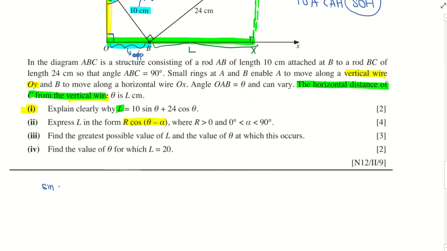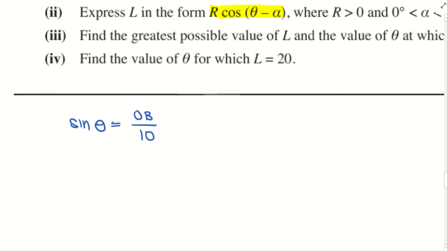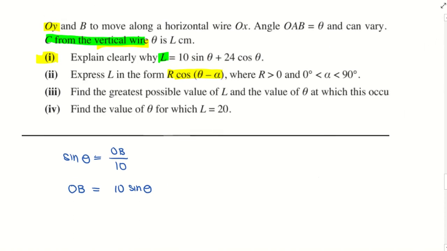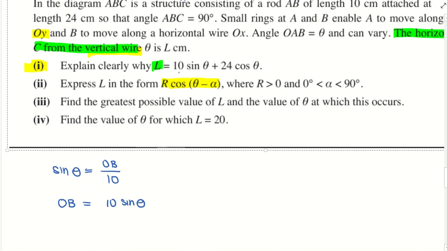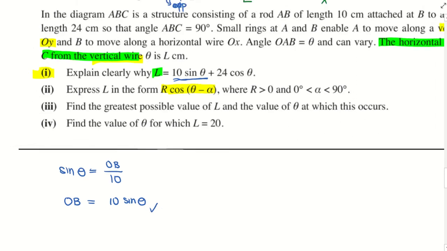Sine theta is opposite over hypotenuse. So I can write like this. Now I can write in terms of theta for OB: 10 sine theta. Is this halfway what we're going to write? I can see there's this 10 sine theta here. I'm halfway. So we have found one part of the length L.